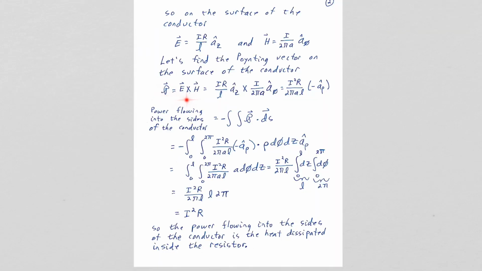In the Poynting vector, we're going to substitute for the electric field intensity and the magnetic field intensity their values on the surface of the resistor. This results in a magnitude of I squared R over 2 pi AL in the minus rho direction, so it's pointing into the resistor. Minus the integral over the surface of our resistor of the Poynting vector dotted with the outward surface differential will give us the power flowing into the sides of our resistor. The result of that integration is I squared R. So Poynting's vector tells us that the power flowing into the resistor is the power lost in the resistor.